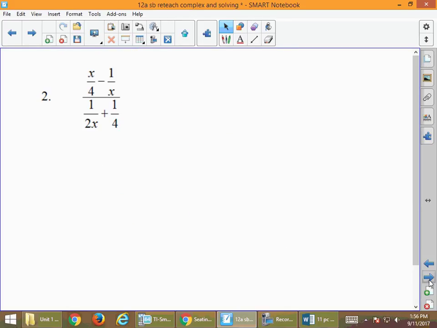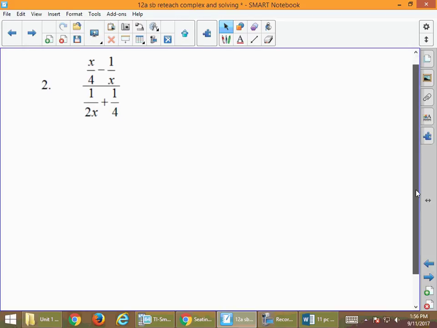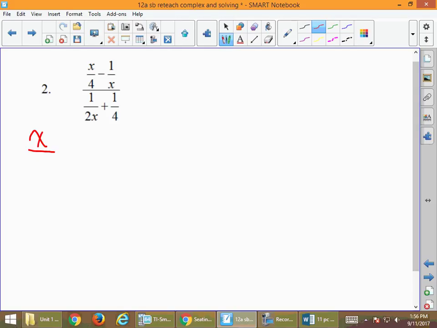So as we look at problem number 2, the process is the same. Let's look at the very top of this. Find our common denominator. Look at the very bottom. Find the common denominator. Divide. Simplify. So our top here, x over 4 minus 1 over x. What's the common denominator between 4 and x? 4x.